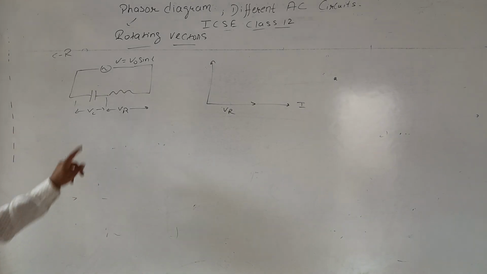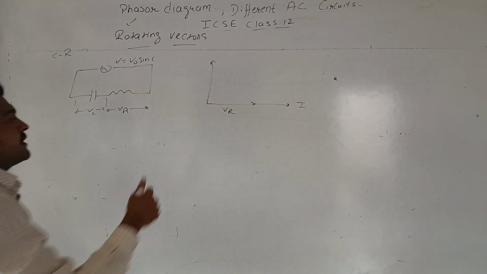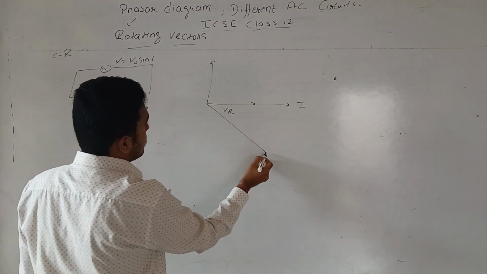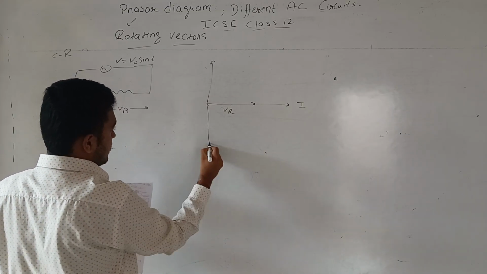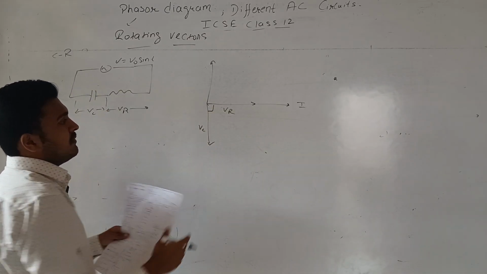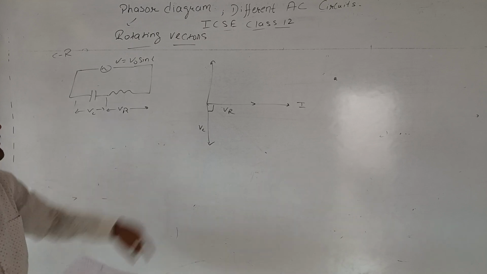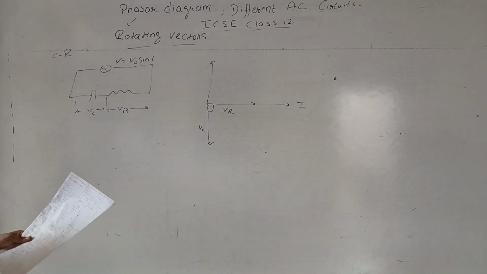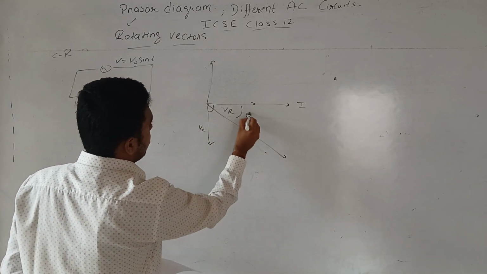In this case this is the current, and VR and current are in the same phase for a resistance. But VC lags behind the current by 90, which we have seen in the capacitance only circuit. So this will be 90, this will be VC, this will be VR. Let this be our resultant, and this will be angle phi.